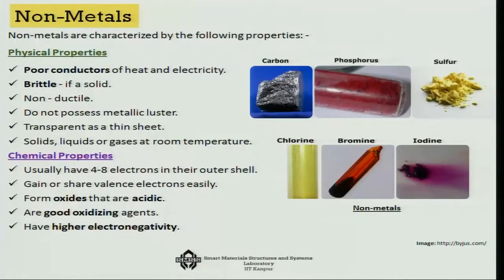They are available, unlike the metals, as solids, liquids and gases at room temperature. In all the phases you will find them. Usually they have 4 to 8 electrons in their outer shell, and then they form oxides that are acidic in nature.